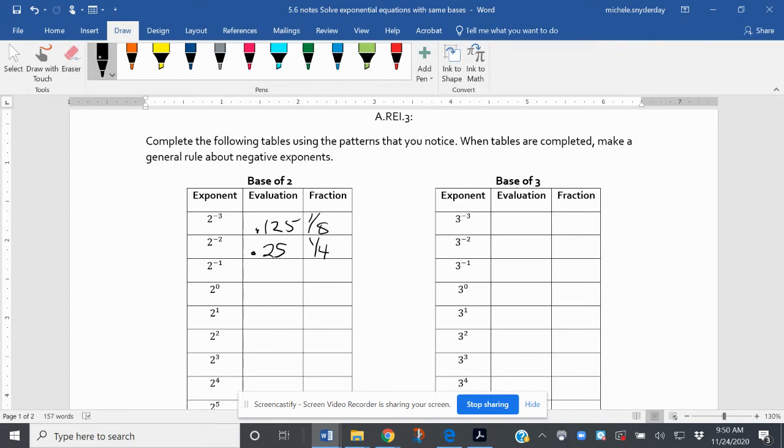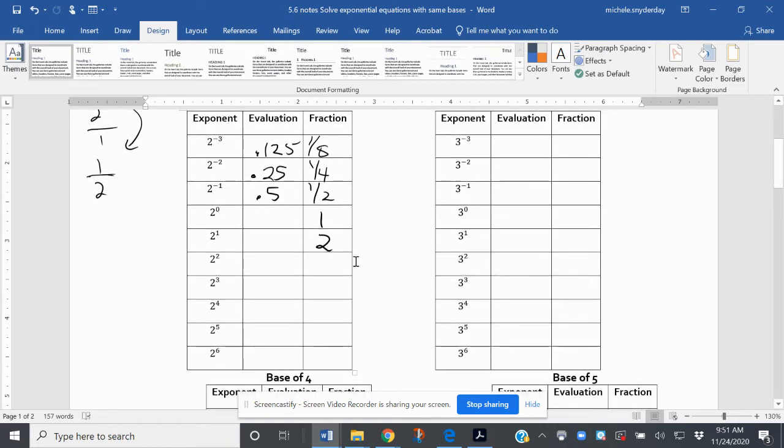Next one is 2 to the negative first power. Put it over 1, switch places with it. It becomes 1 over 2, or 1 over 2 to the first, which is simply 1/2. Decimal is 0.5. Now the next one, anything to the 0 power is always 1. 2 to the first power, anything to the first power is whatever the number was to begin with. 2 to the second power, or 2 squared, is 4.